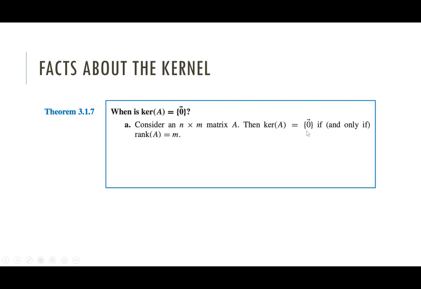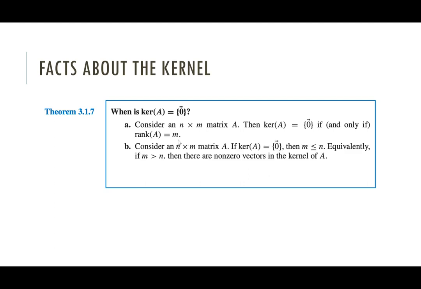Starting from if the kernel is zero, why does that mean that the rank has to be m? I think the idea here is that if the rank wasn't m, then the kernel couldn't have been zero, because if the rank's not m, then you've got a free variable. And if you've got a free variable, then you're going to have a parameter and a vector multiplied by that parameter, and the kernel is not going to be zero.